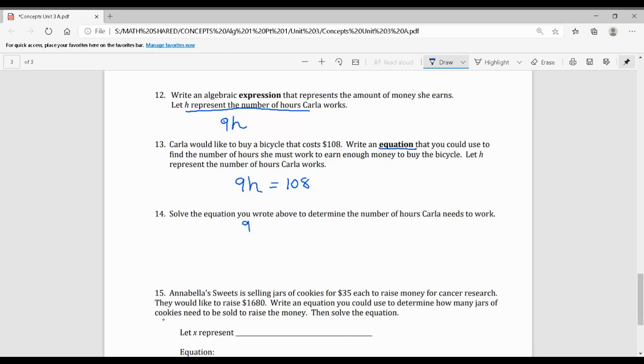So I'm just going to rewrite that equation. 9H equals 108. And what do I do to solve it? What operation? Division. Yes. And 108 divided by 9 gives me 12. So she will need to work for, what does the 12 mean? Hours. Right. So that's why we're always writing sentences so that we understand what our numbers mean.